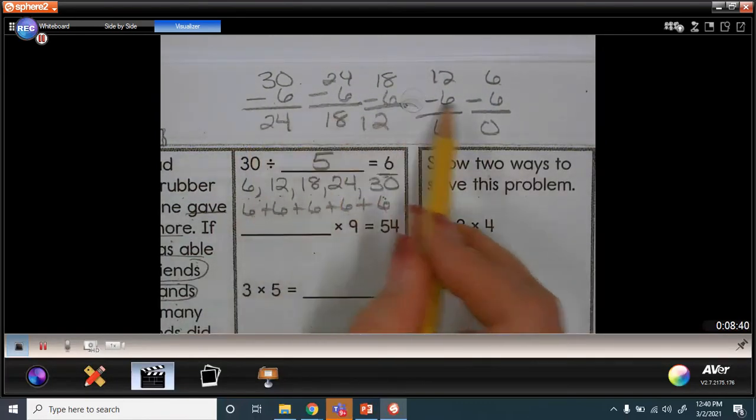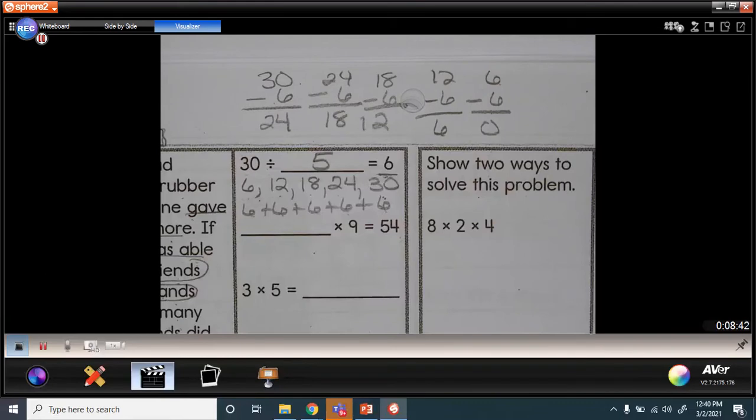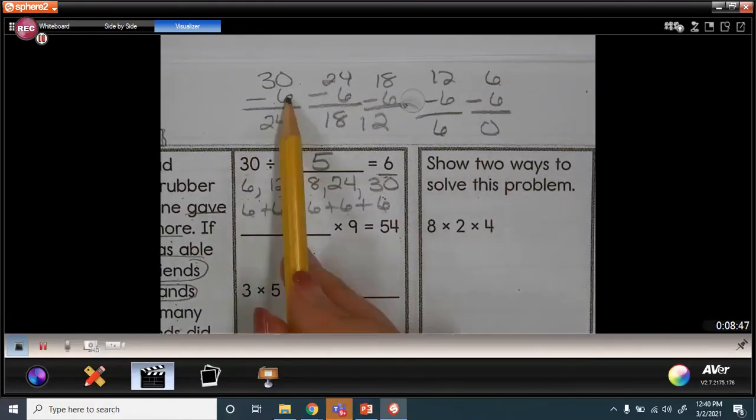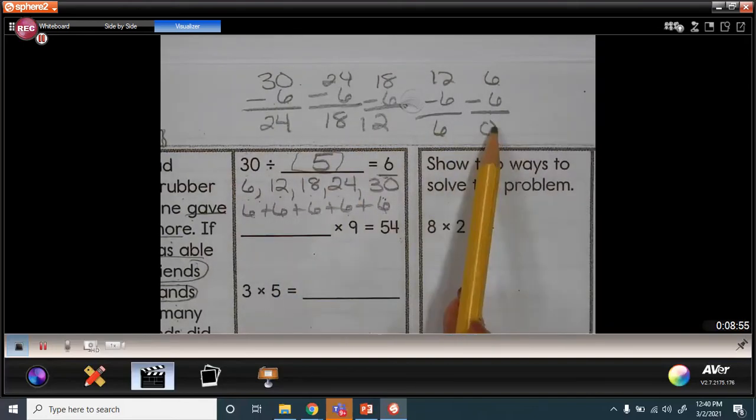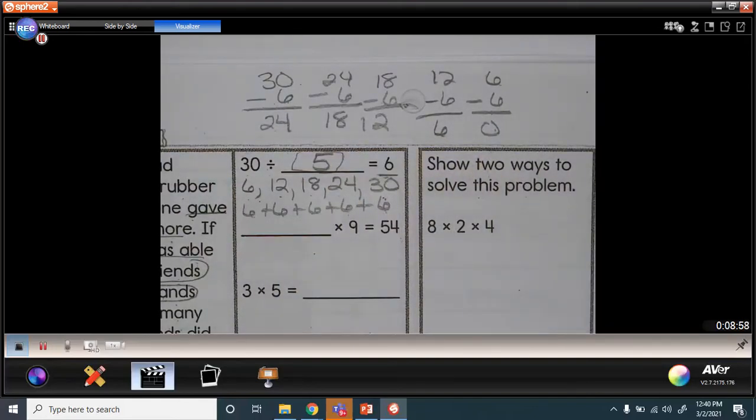How many groups of 6 was I able to subtract once I ran out of objects? 1, 2, 3, 4, 5. So it's still going to be 5 groups of 6. But I'm just using repeated subtraction to show the division.